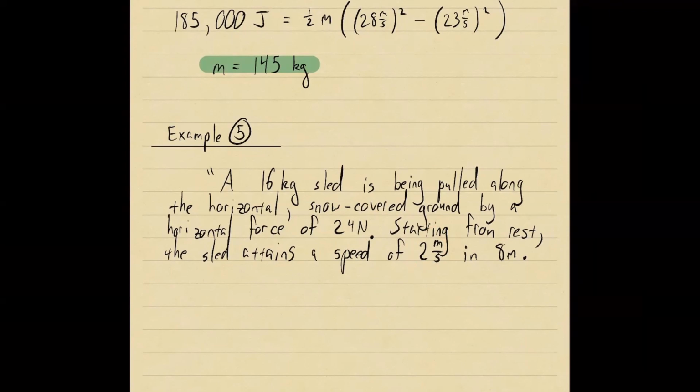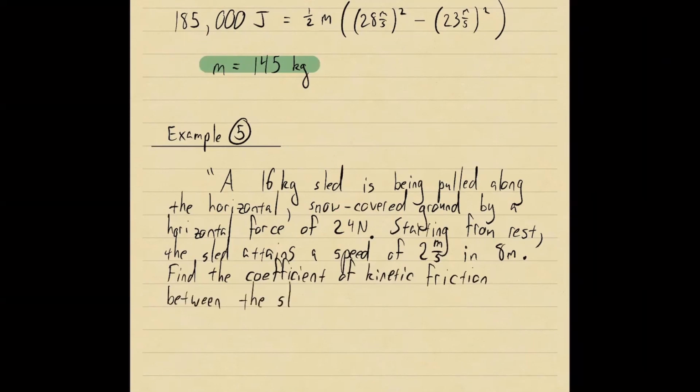So the problem goes on to say, find the coefficient of kinetic friction between the runners of the sled and the snow. So I guess between the sled and the snow.